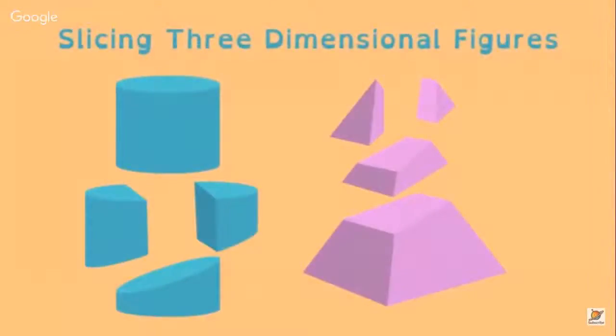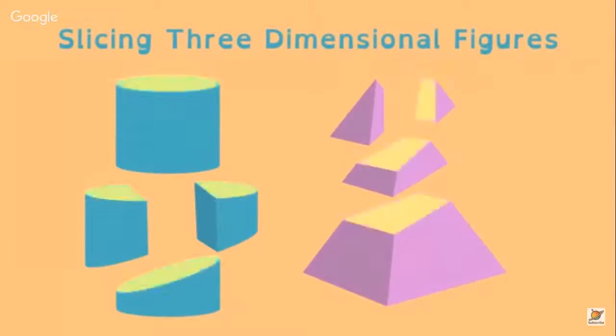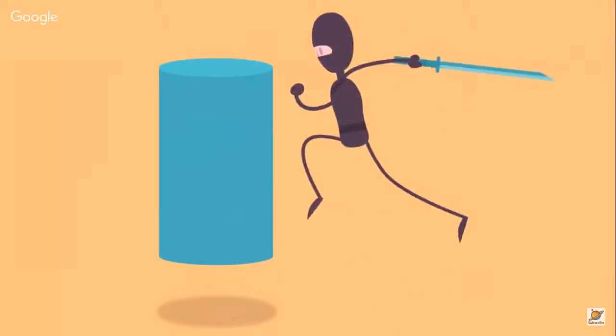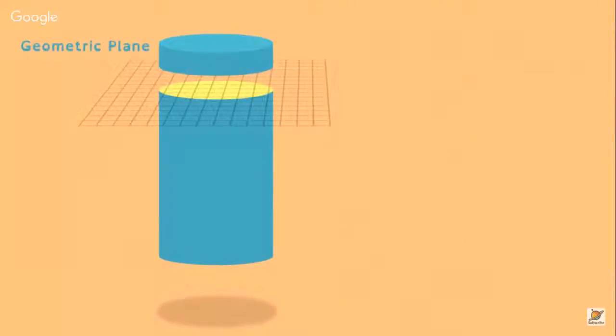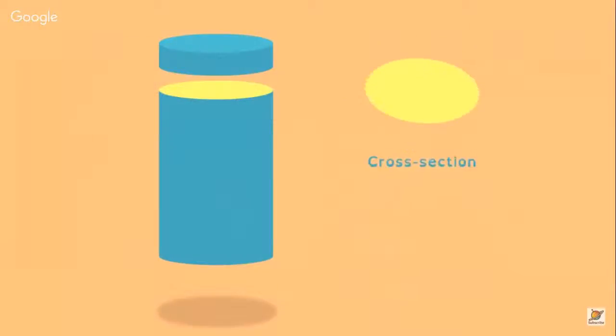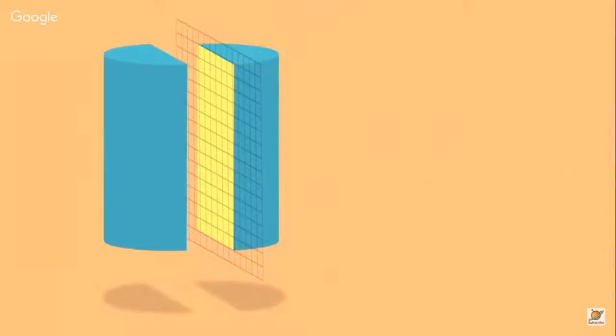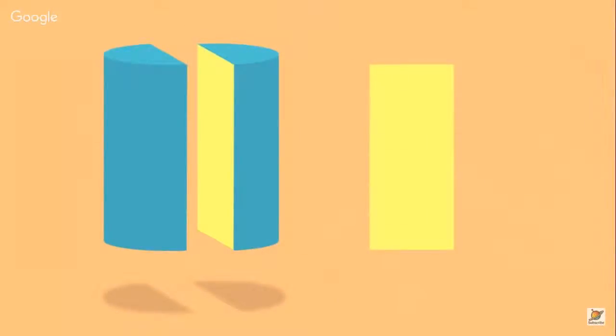Slicing solid, three-dimensional figures results in different two-dimensional shapes, depending on how you slice them. If you cut through a cylinder with a geometric plane parallel to the cylinder's base, the two-dimensional cross-section is a circle. Any way you slice it, you can get two-dimensional shapes from three-dimensional figures. When you slice a cylinder from top to bottom that is perpendicular to its base, then look at the cross-section straight on, you get a rectangle.